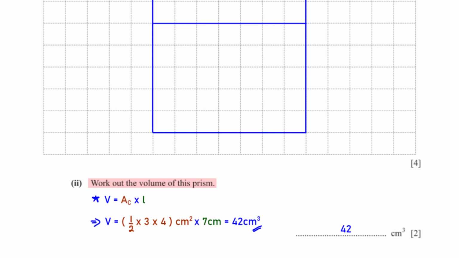Work out the volume of this prism. Here is the formula for the volume of a prism. In this case, the cross-section of the prism is in the shape of a triangle. The area of a triangle is half base times height, where the base is 3 centimeters and the height is 4 centimeters. The length L of the prism is 7 centimeters. This gives us 42 centimeters cubed.